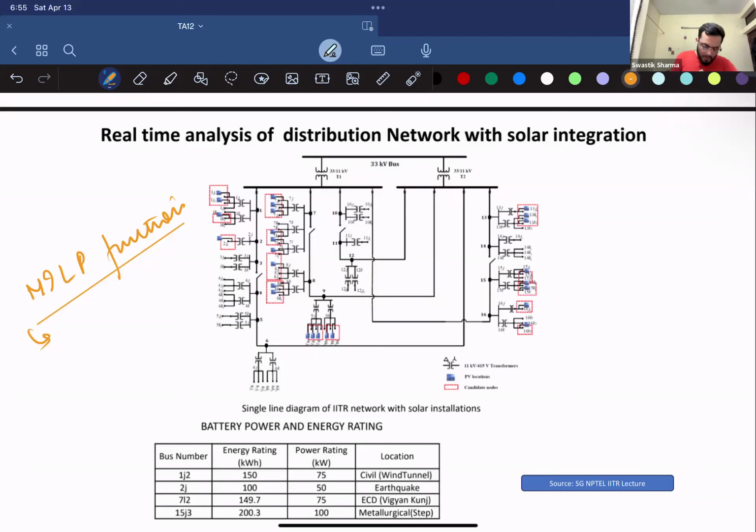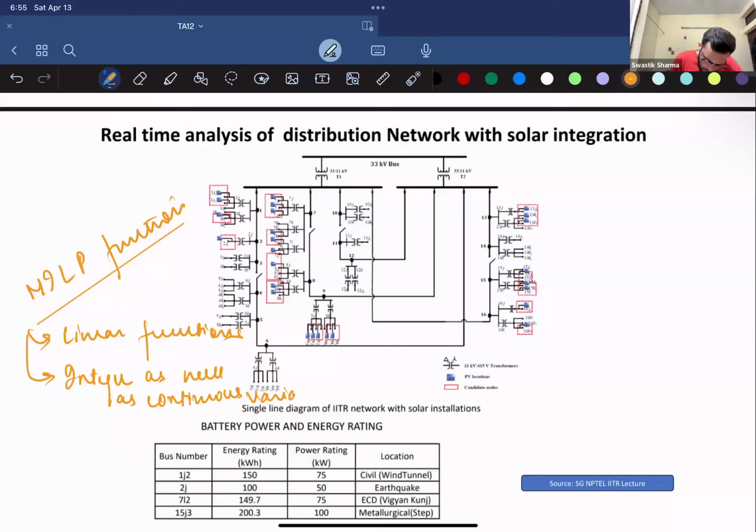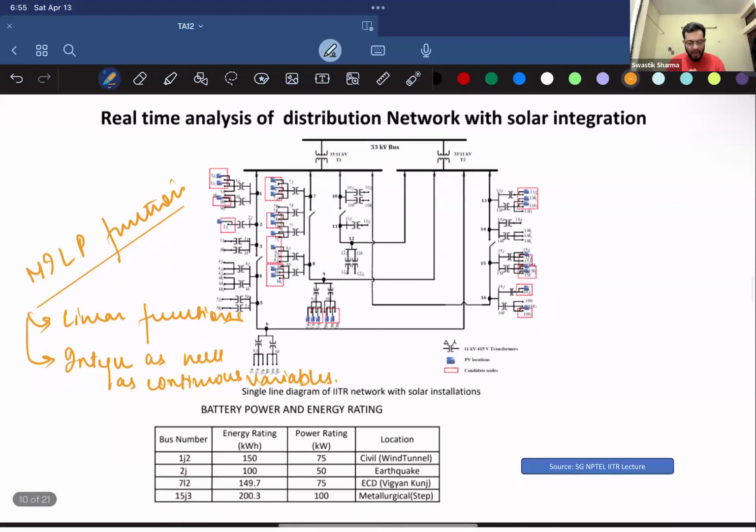In mixed integer linear programming, you have only linear functions, and mixed integer tells that you have integer as well as continuous variables. And it can have binary as well. That's why it's called mixed. So you have this mixed integer linear programming formulation of your problem, and you checked where exactly the optimal placement of your BSS would make sense.